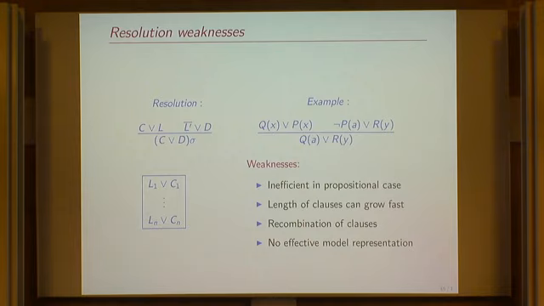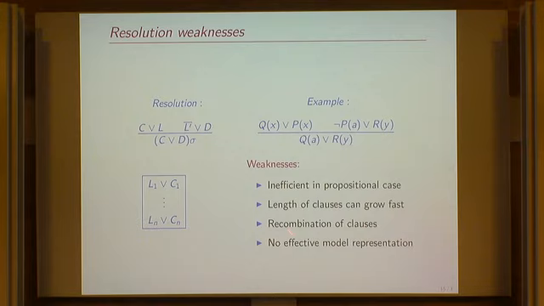Such solvers are based on DPLL and CDCL. So lengths of clauses can grow fast. You can see here, if you resolve this clause of n and this clause of m, they can double at each step, and you need to apply this rule repeatedly, so you can see that it grows very fast.